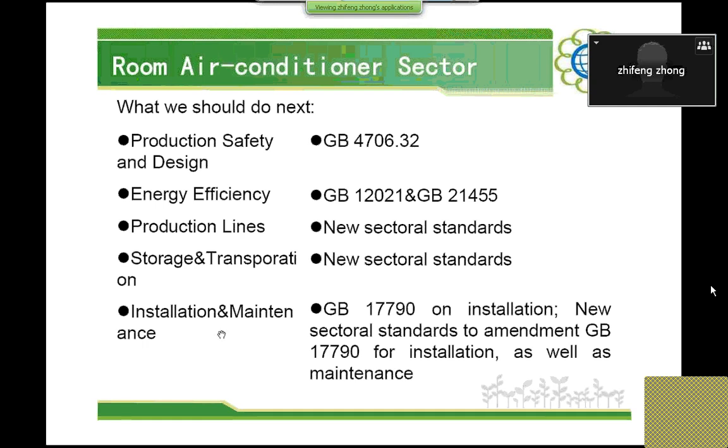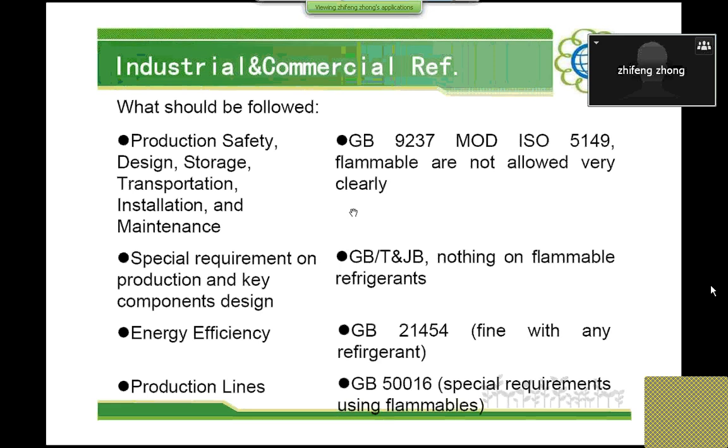For the industrial and the commercial refrigeration sector, we have this GB 9237 standard. Actually, it's almost the same as ISO 51149. But in this standard, flammable refrigerants are not allowed. It is very clear, which means that 32 is not allowed to be used as the refrigerant in this standard. Except for the safety, because in the industrial and commercial refrigeration sector there are a lot of different kinds of productions, we have some special requirements on the production and also on the key components design, like the compressor. Also, we have the energy efficiency standard and the production line standard.